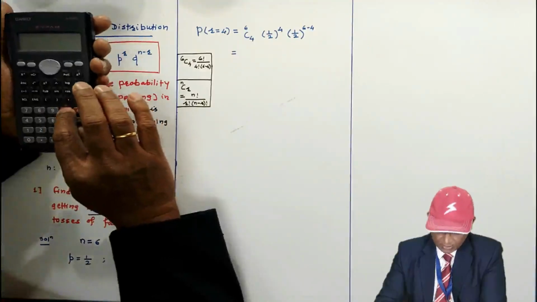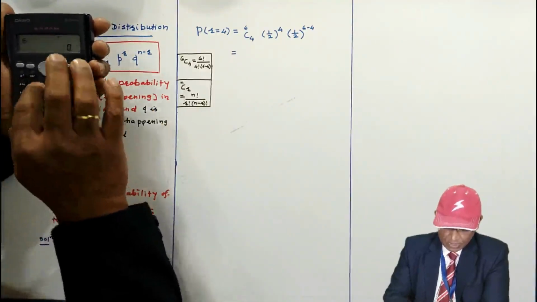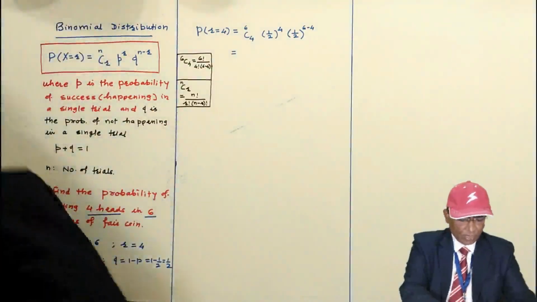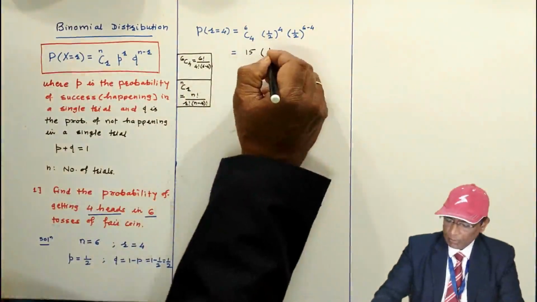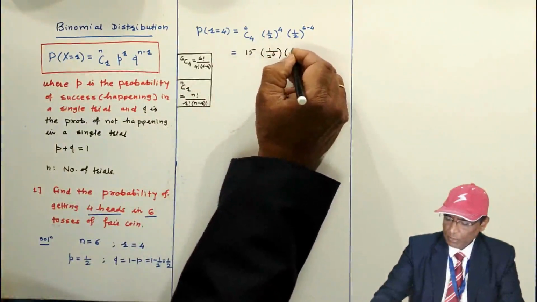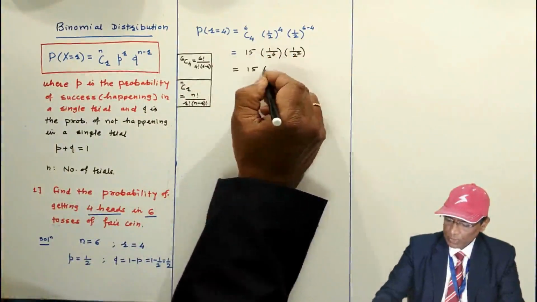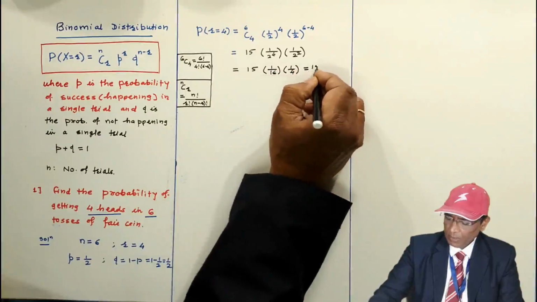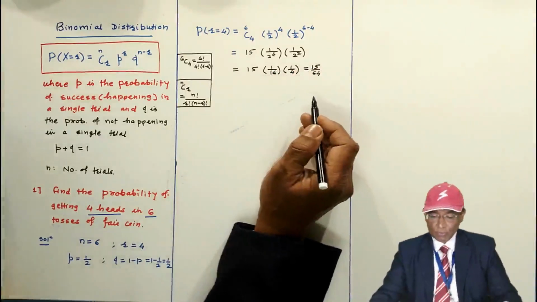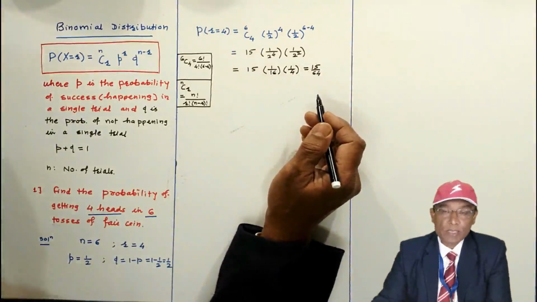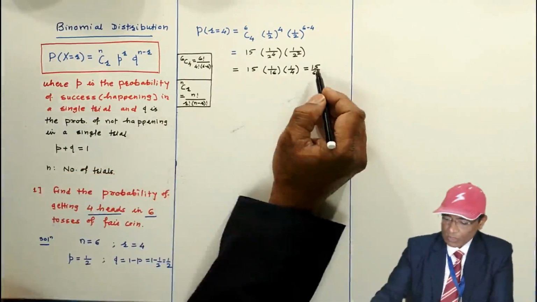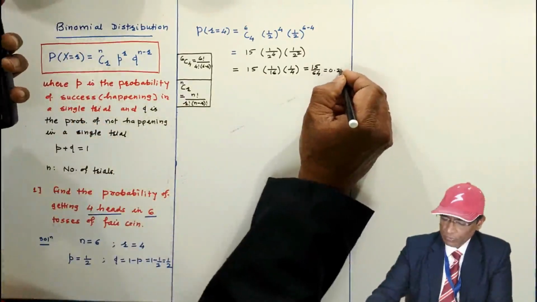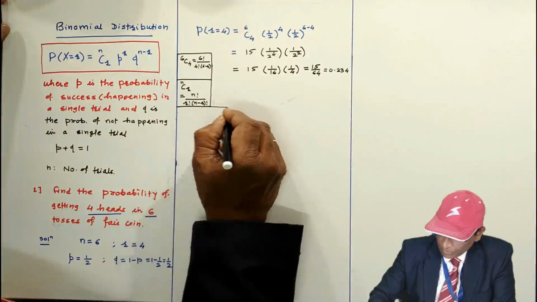You can take any calculator; the nCR function is there. 6C4 I want, and 6C4 is 15. So I am writing directly 15, times 1 by 2 to the power 4 and 1 by 2 to the power 2. 2 raised to the power 4 is 16, and this is 1 by 4. So it is 15 by 64. The 15 by 64 is the probability of getting 4 heads when we toss a coin 6 times. 15 by 64 is 0.234.